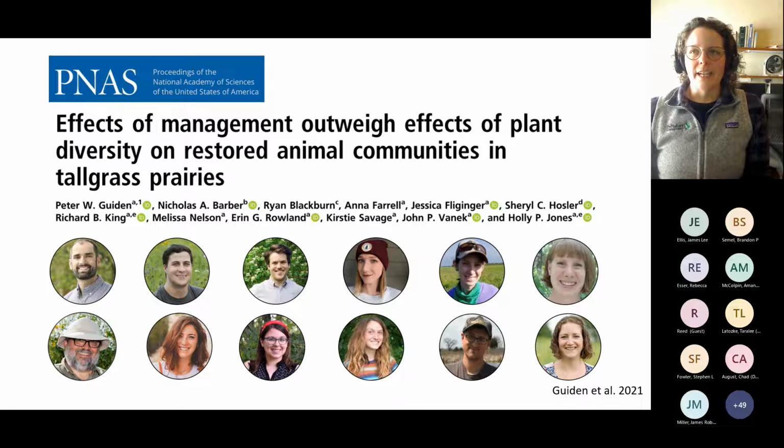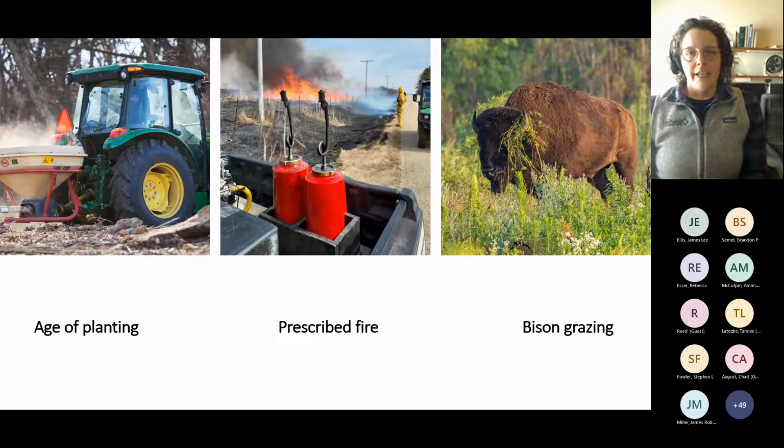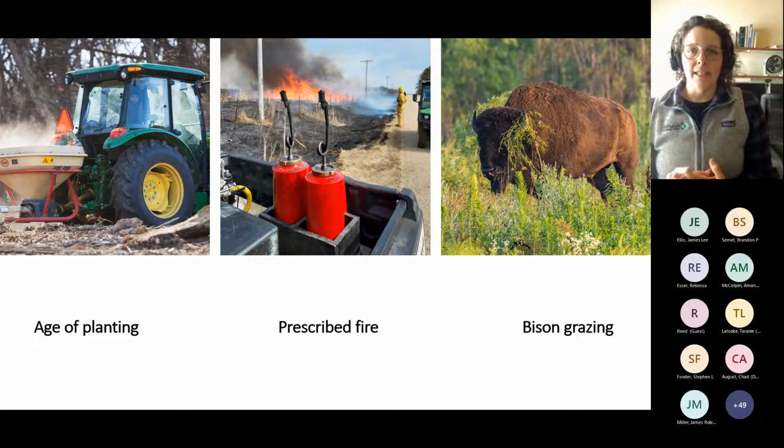The goal of this synthesis was to look at how ecosystem management and plant diversity played a role in restoration of animal communities in prairies. For the purpose of this study, when they're talking about management, the three factors that they looked at were the age of planting for these reconstructed prairies, time since the last prescribed fire, and the presence of bison grazing or not.